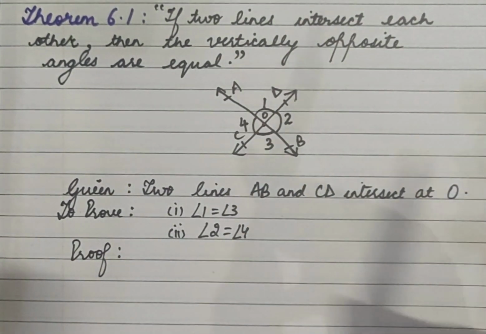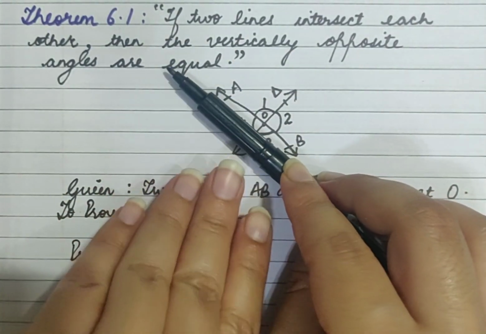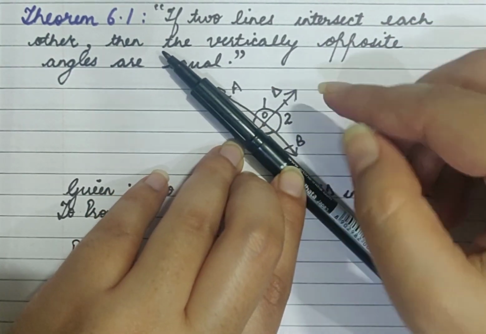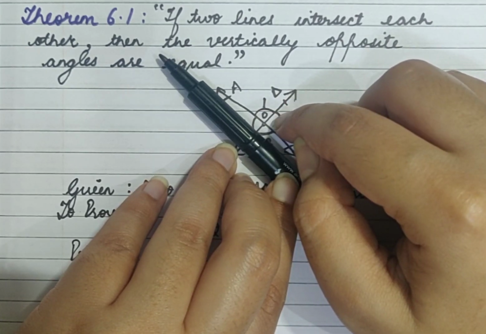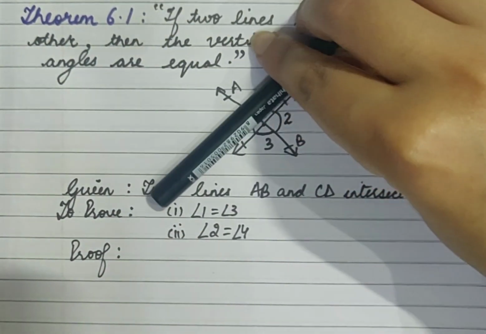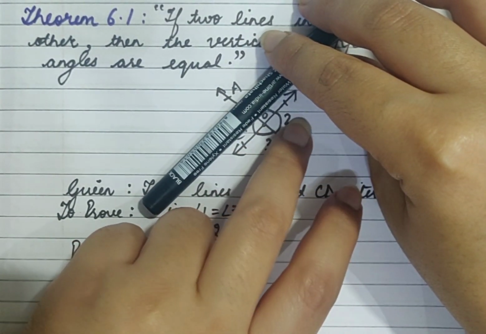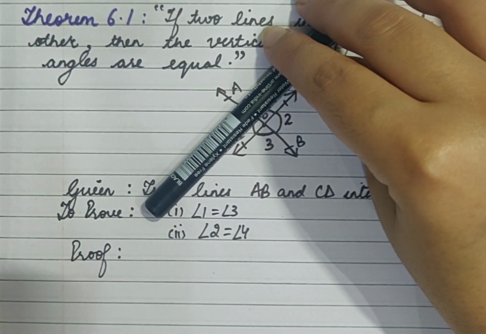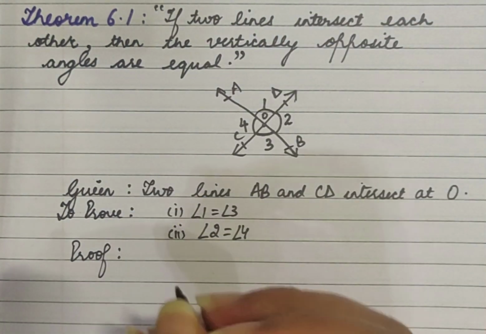Now see, if I consider this line AOB, let's forget this OC. If I see this line AOB, ray OD stands on it. And according to linear pair axiom, we know angle 1 plus angle 2 will be equal to 180 degrees. Similarly, if I consider CD as a line and OB stands on it, 2 and 3 will also form a linear pair, and using these two equations, our vertically opposite angles would be easily derived as equal. Let's see how.